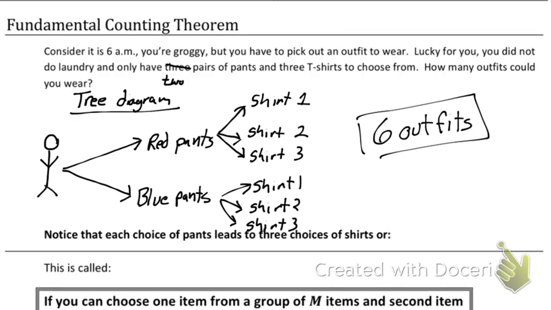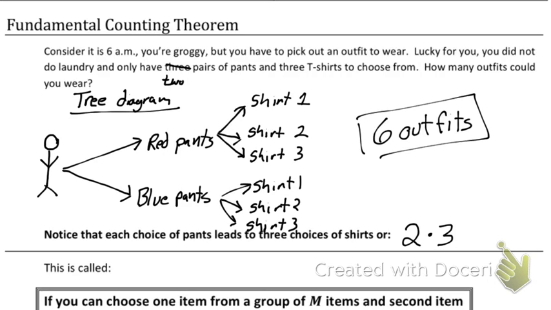Well, that leads us to that bottom notice. So it says, notice that each choice of pants leads to 3 choices of shirts. In other words, I have 2 choices to begin with times 3 additional choices.